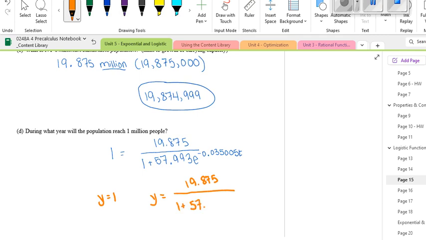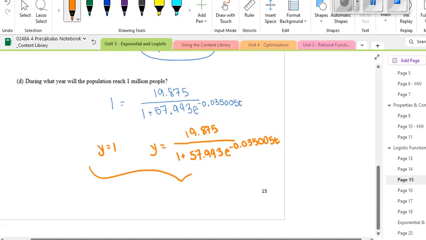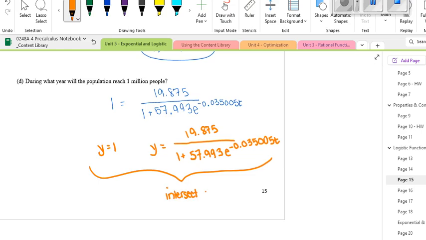I'm going to play some games with my window until I get a nice viewing window where I can adequately see both of those graphs and their points of intersection. And that'll steer me towards my answer. So I'm going to leave that for you to finish up.